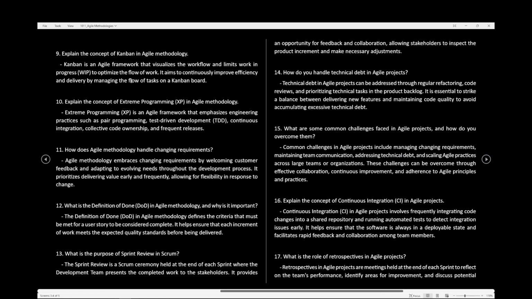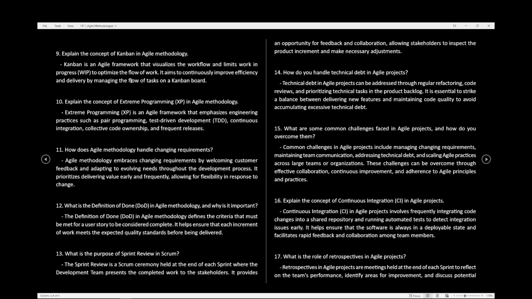Explain the concept of Kanban in Agile methodology. Kanban is an agile framework that visualizes the workflow and limits work in progress. To optimize the flow of work, it aims to continuously improve efficiency and delivery by managing the flow of tasks on a Kanban board.